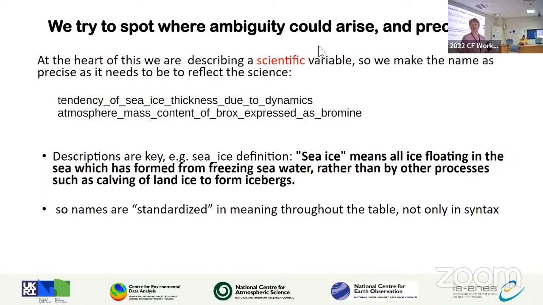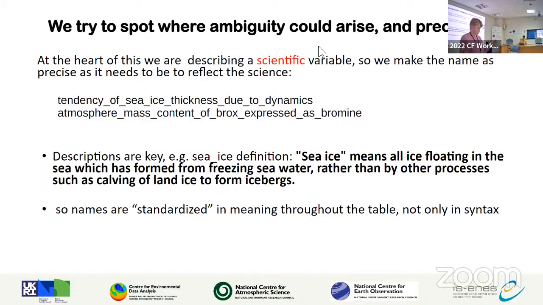One example I would use for this is sea ice. Sea ice, particularly to climate modelers, who are a big user community for CF, means all ice floating in the sea which was formed from the freezing of seawater, rather than by other processes. And it's that "from the freezing of seawater" that's really important. If you think of something like an iceberg, it's definitely a lump of ice. It's floating about in the sea. To the casual observer, you might think, and as I used to think, that's sea ice. But actually, in standard names terms, it's not, because those icebergs were originally land ice and they broke off. So it's things like that you've got to be very careful about.